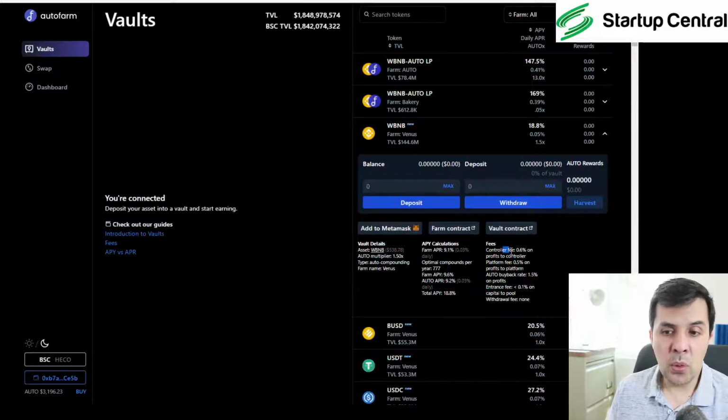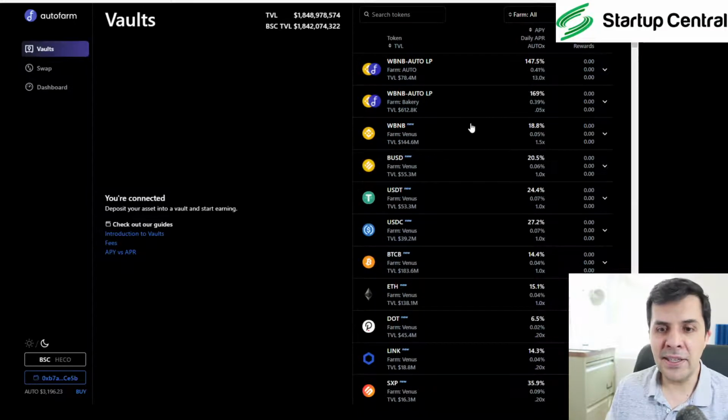They tell you what their fees are for this particular vault, and you will see you have 0.6% to control platform, 0.5% to the platform, and there's an auto buyback rate, which they usually burn, which is 1.5% on profits. And Venus, as I was mentioning, is one of the highest commission vaults you will find. So let's find another one.